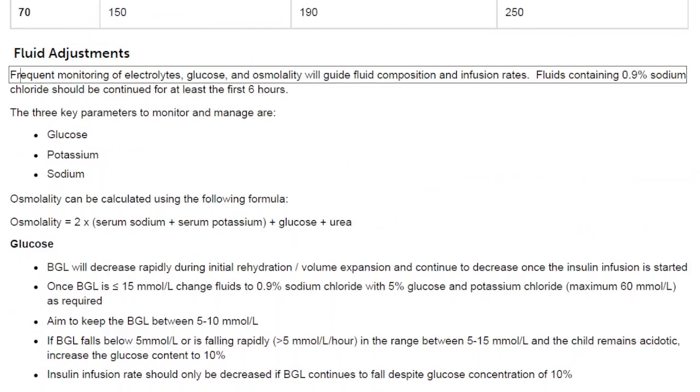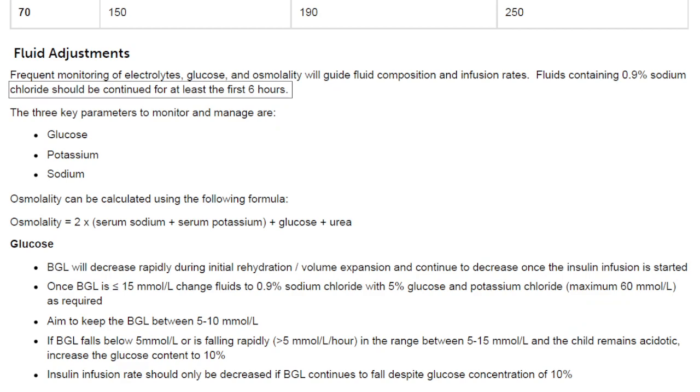Fluid adjustments. Frequent monitoring of electrolytes, glucose, and osmolality will guide fluid composition and infusion rates. Fluids containing 0.9% chloride should be continued for at least the first 6 hours. The three key parameters to monitor and manage are glucose, potassium, sodium. Osmolality can be calculated using the following formula. Osmolality equals 2 x (serum sodium plus serum potassium), plus glucose plus urea.